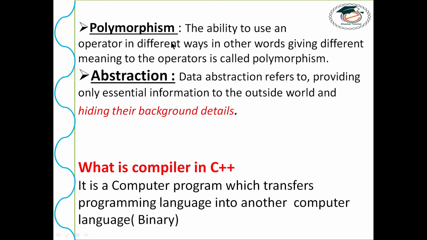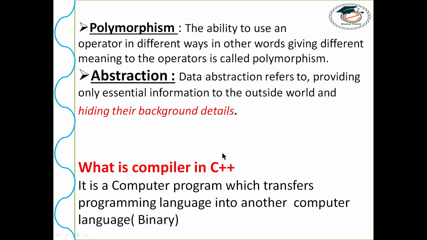Next, you see polymorphism. It is the ability to use an operator in different ways, in other words, giving different meaning to the operator. That is called polymorphism. So polymorphism means it is just the ability to use the same word in different given methods. So the next principle is abstraction. Data abstraction refers to providing only essential information to the outside world and hiding the background details. I have marked it here. Abstraction means hiding the background details of how it works.